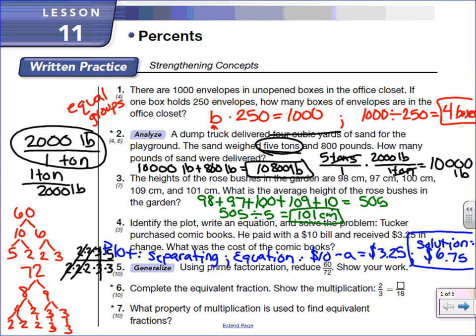So what's left on the top is 5. And what's left on the bottom is 2 times 3. So 5 over 2 times 3 is 6. So the reduced fraction is 5/6.